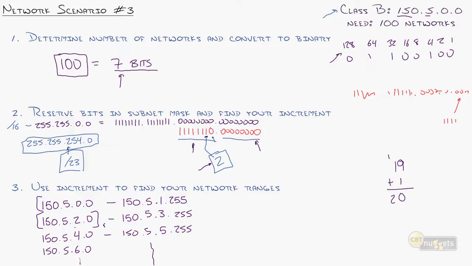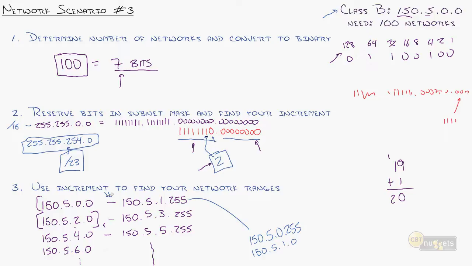I'm like, okay, you think you got it? Well, let me show you something. Somewhere in the middle of this range, you're going to run into the IP address 150.5.0.255, right? Somewhere in the middle there. You're also going to run into the IP address 150.5.1.0. That's right next to that guy, kind of in the middle of that range.